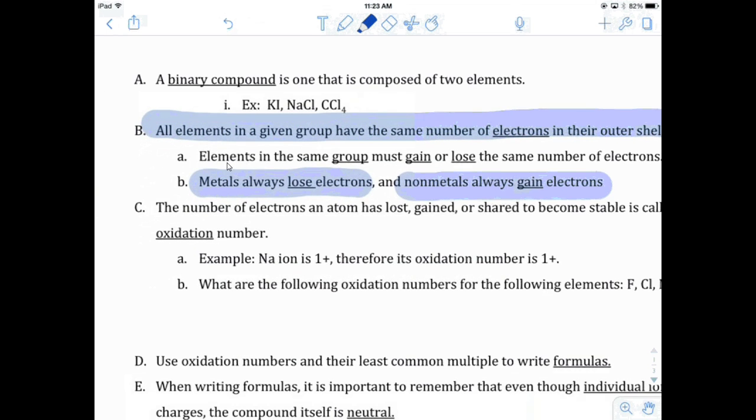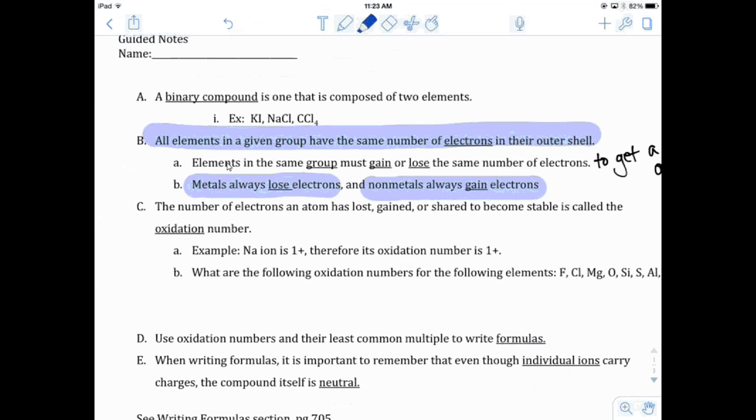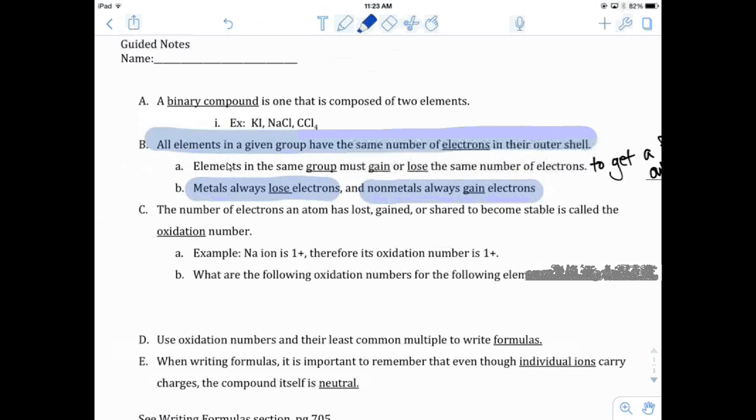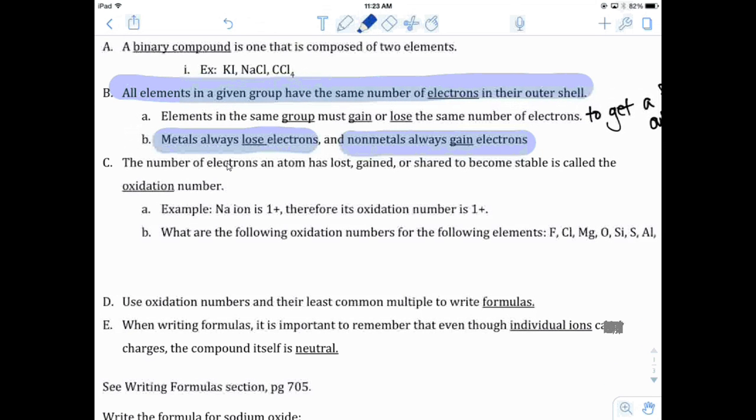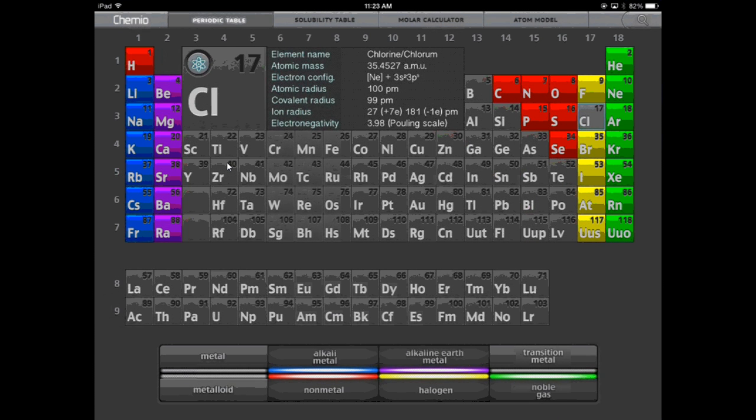The number of electrons gained or lost to become stable is called the oxidation number. We're going to go into this a lot. So for example, a sodium ion, Na, is 1 plus. Sodium is in group 1. It is 1 plus.